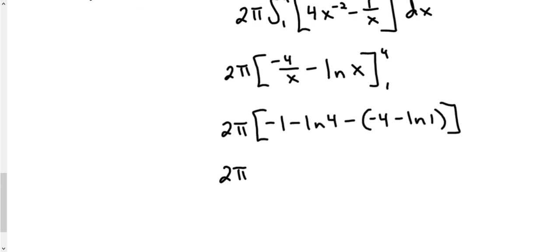So we've got 2 pi. These two negatives make that a positive 4. Minus 1 would be 3. Minus natural log of 4. And the natural log of 1 is 0. So we just get 2 pi times 3 minus the natural log of 4.